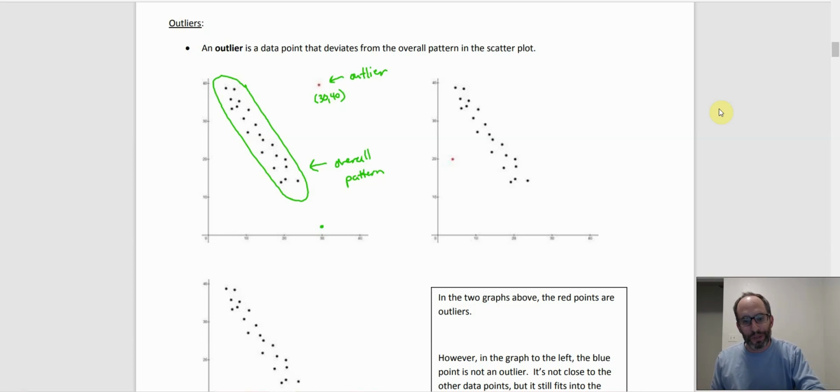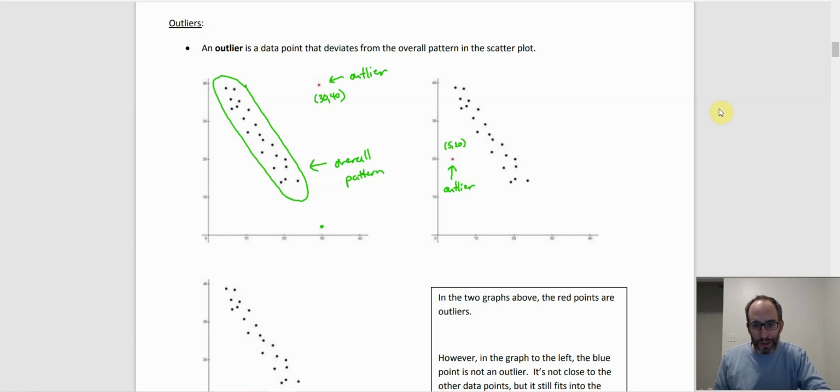So that's way outside the overall pattern, so that's an outlier. It's the same overall pattern. It's actually the same graph. I just basically cut and pasted the red dot. But that's another outlier in this one. And it looks like the coordinates are about 5, 20. So 5, 20 is that point.